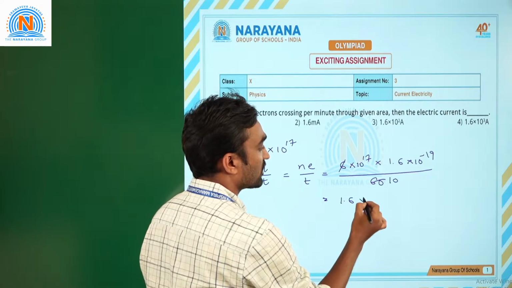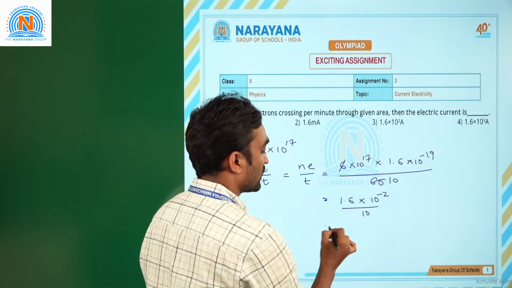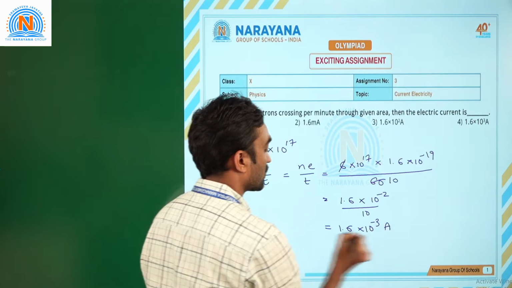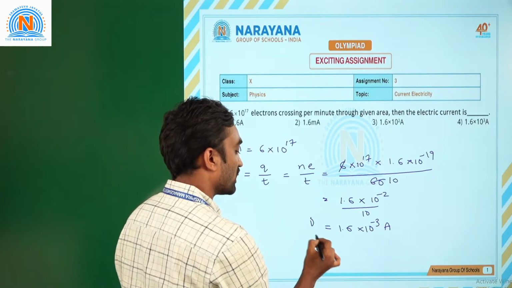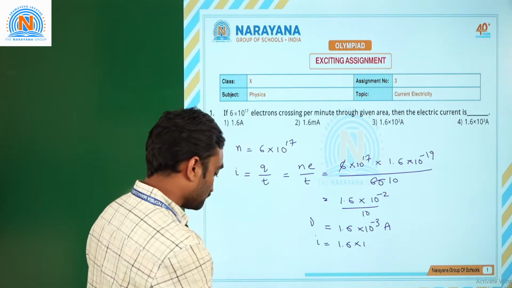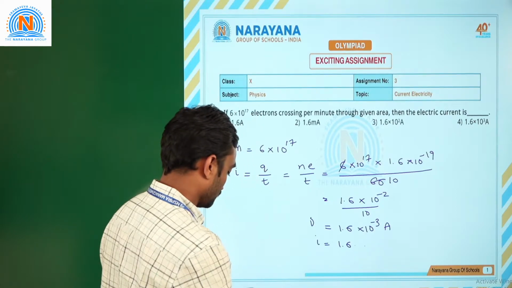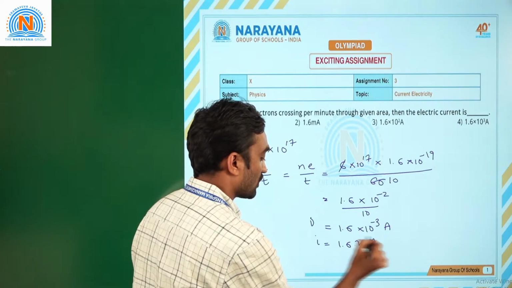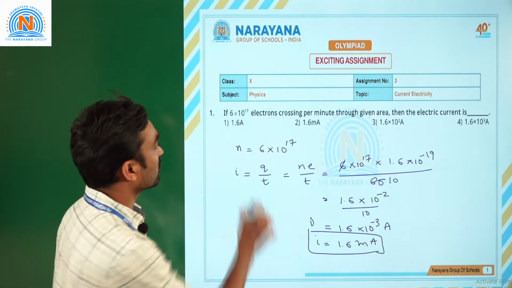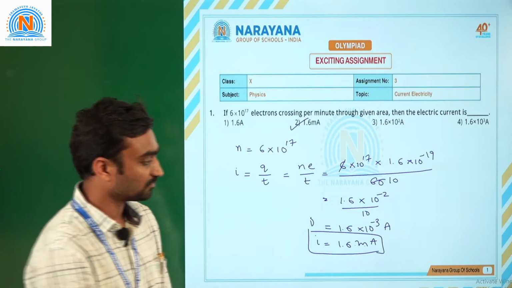Therefore 1.6 into 10 raised to minus 2 upon 10. Upon simplifying we will get 1.6 into 10 raised to minus 3 amperes. So this is the value of current. If you convert this, we will get 1.6 milliamps. So the value of the current is 1.6 milliamps. Which option is correct here? The second option is correct for this question. Let's move to the next question.